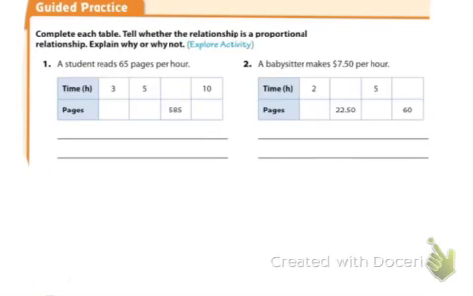Looking at Module 4.3, page 132, problems 1 and 2. So we're going to complete each table and tell whether the relationships are proportional. Explain why or why not.